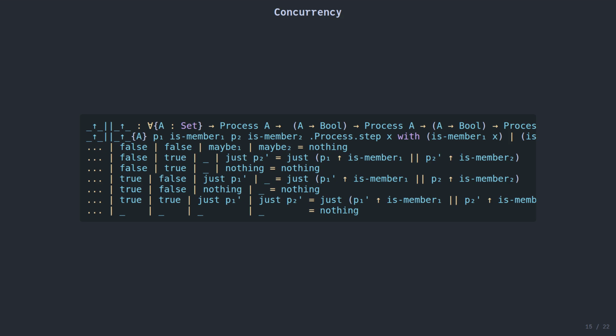We treat the alphabet as a single set A, and we carry Boolean functions that tell us whether each process can act on a given event. If an event is ignored by both processes, the combined system cannot move. If exactly one process accepts the event, that process evolves while the other stays where it is. And if both processes accept the event, they evolve together, just like in the synchronous interaction operator. This gives us a clean and flexible model of concurrent behavior.